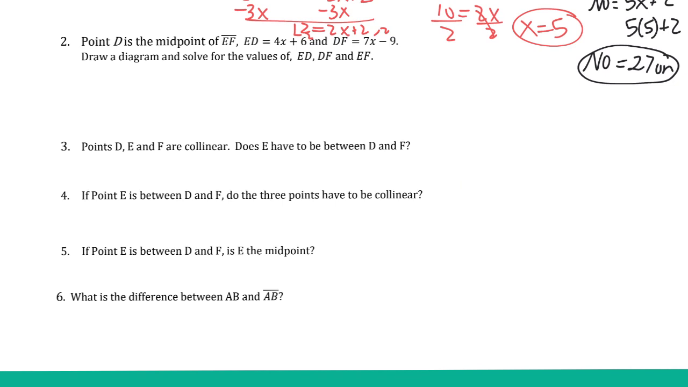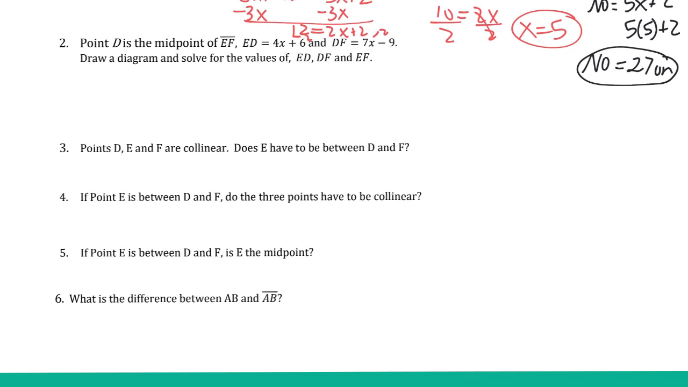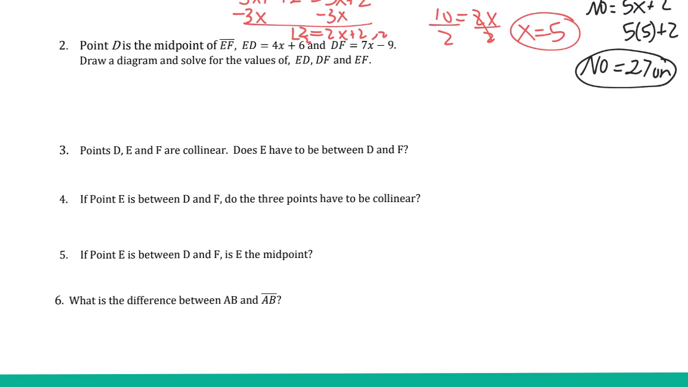Point D is the midpoint. So read the words. Point D is the midpoint of segment EF. So here is E, and this is segment F. And not just collinear, but the midpoint is going to be D. If you have a midpoint, it's the halfway point between those two points. So we know that this segment is congruent to this one.